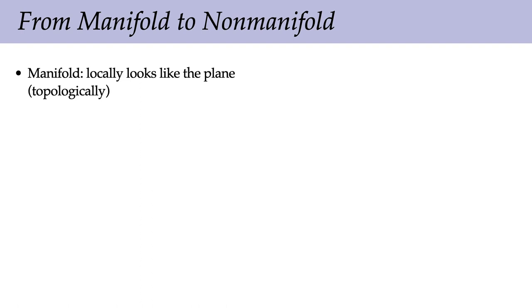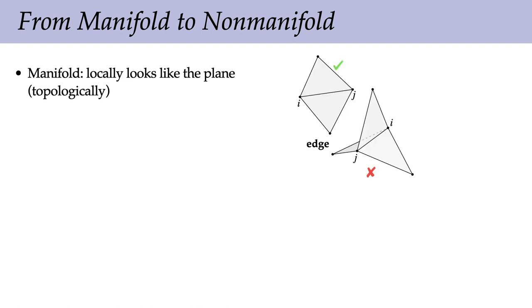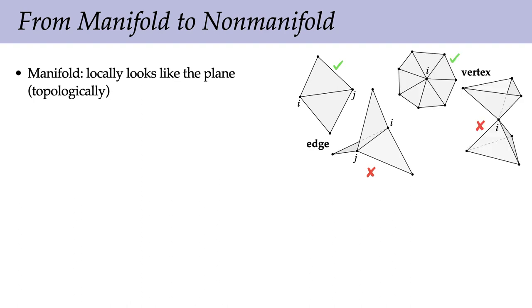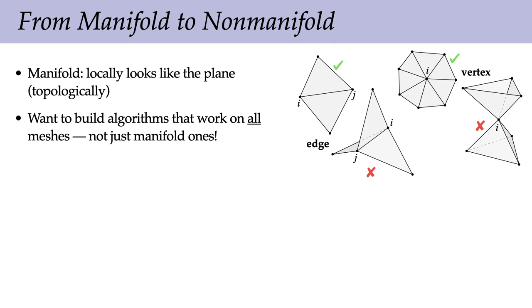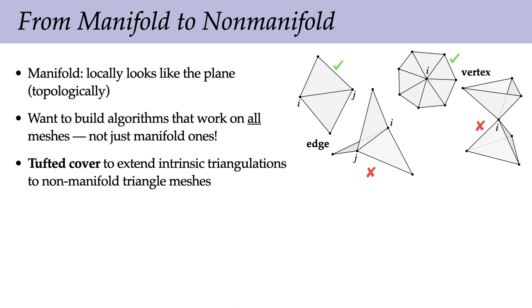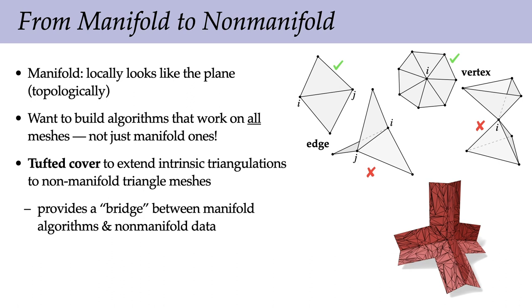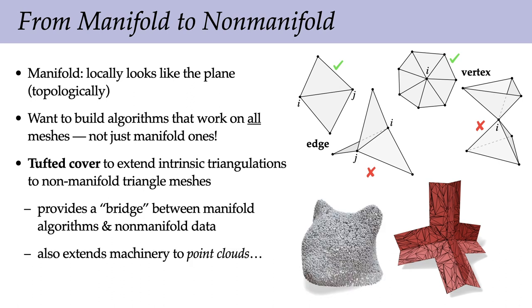Now, recall that a manifold triangulation is basically just one that looks like the plane topologically. So here we see a manifold and non-manifold edge, and a manifold and non-manifold vertex. It's really important that we build algorithms that work on all meshes, not just the manifold ones. For the case of intrinsic triangulations, we can use a construction called the tufted cover to extend our techniques from manifold to non-manifold triangulations. It'll turn out that this same machinery as a side benefit allows us to use them for point clouds, too.